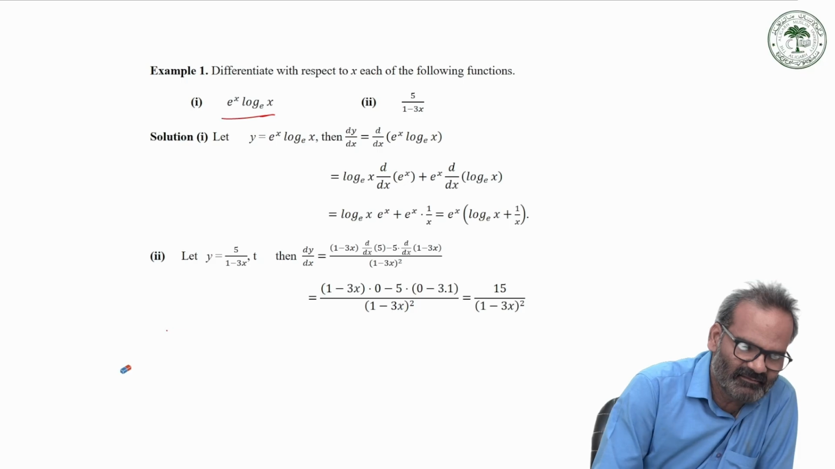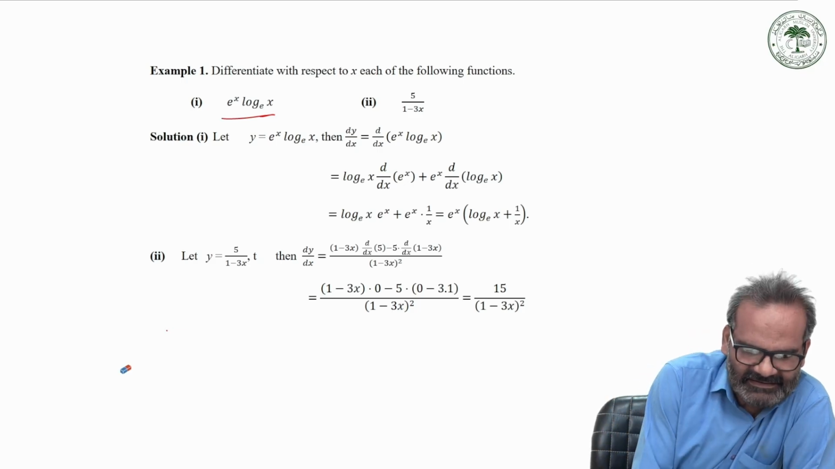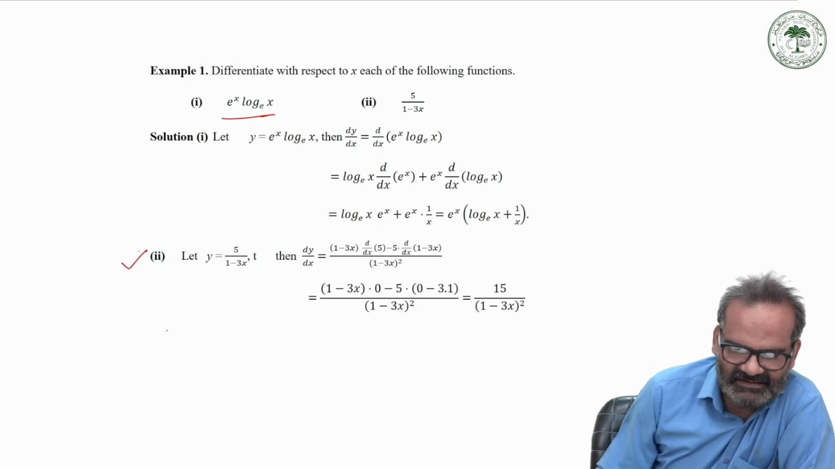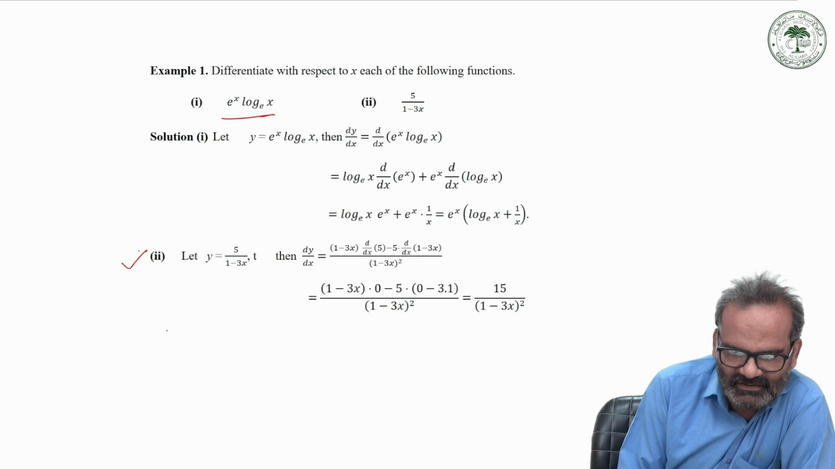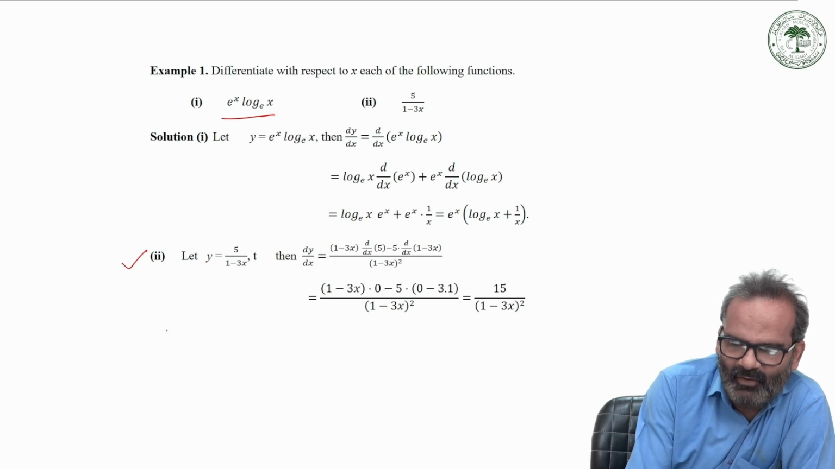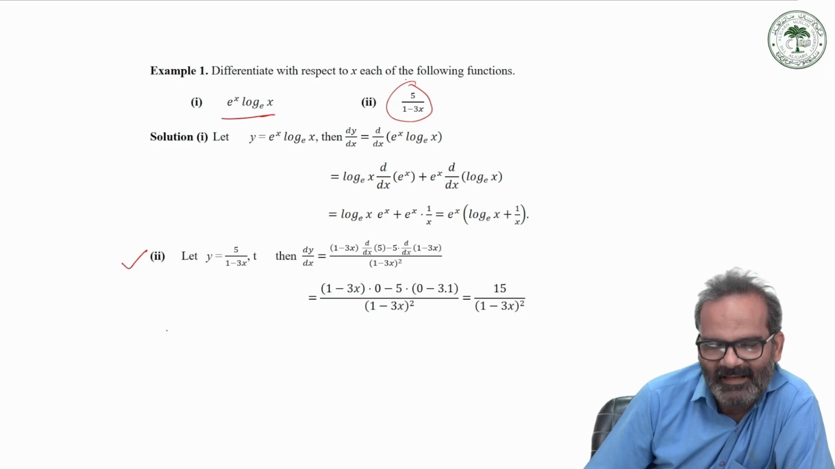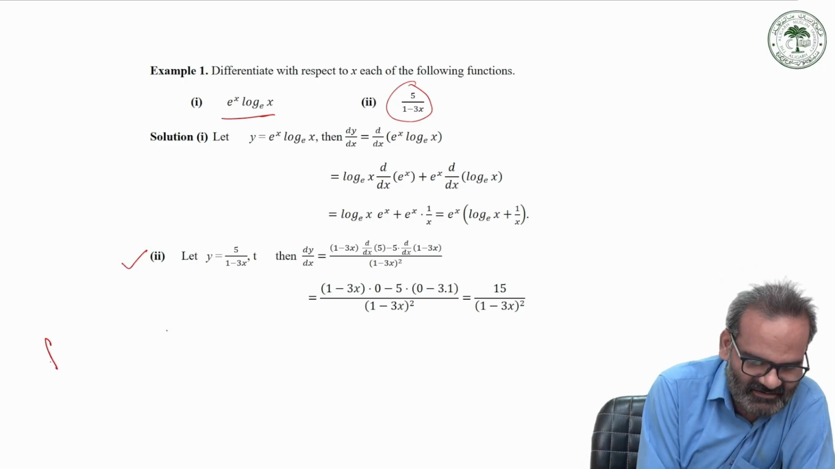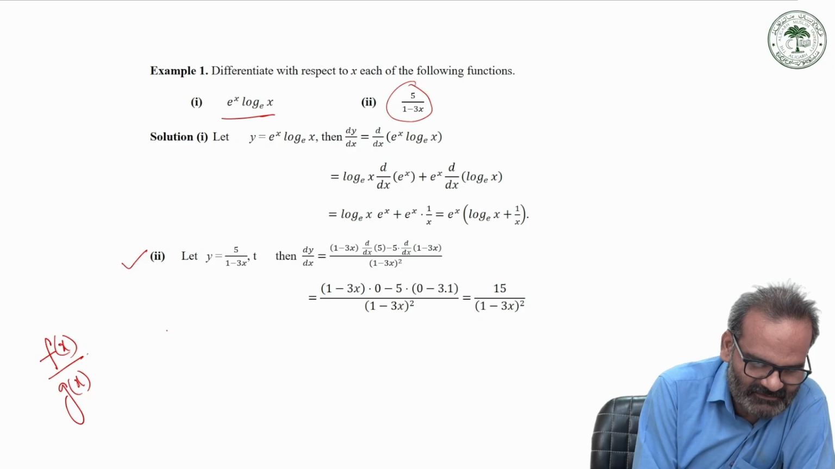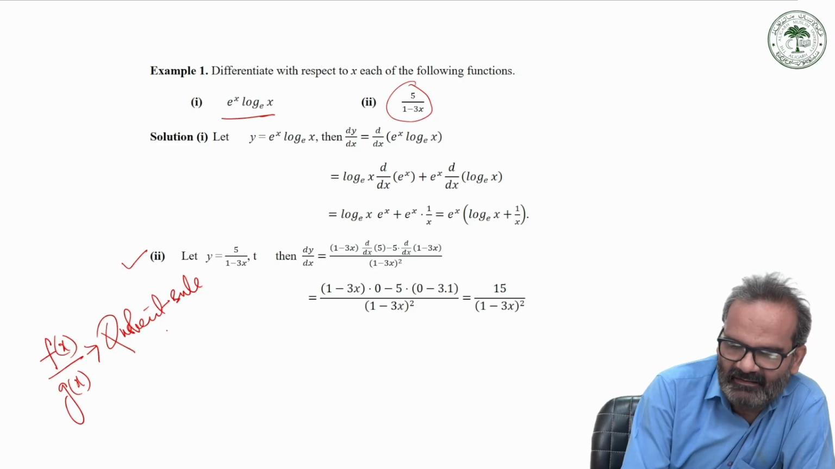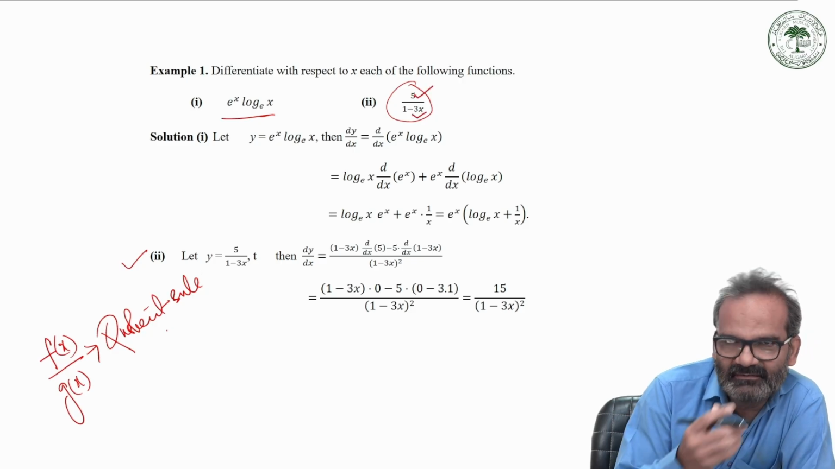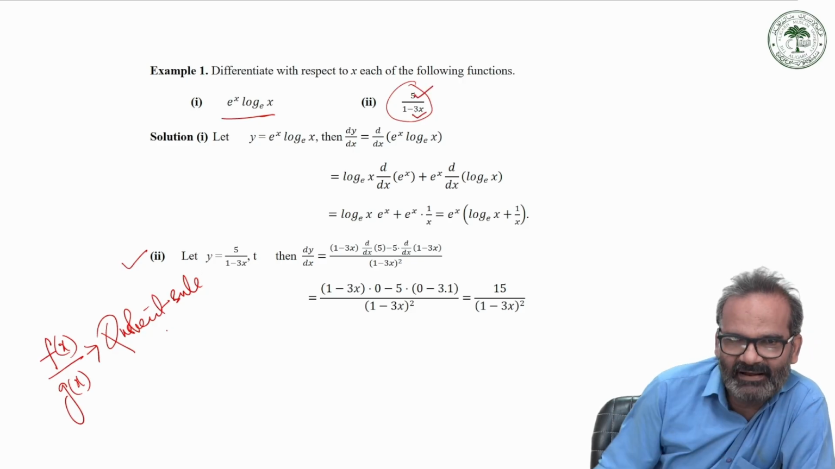We can use this product rule to find the derivative of any function when two functions are being multiplied. In case 2, y equals 5 upon 1 minus 3x. This is a function of the type f(x) divided by g(x), so we will use the quotient rule. Simple. This is your f(x) and this is your g(x). Now apply the quotient rule.